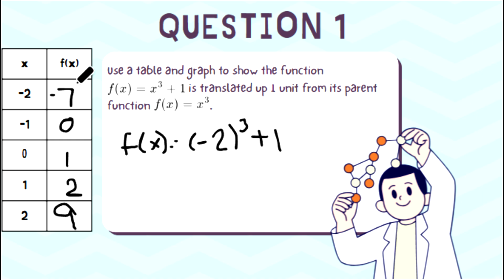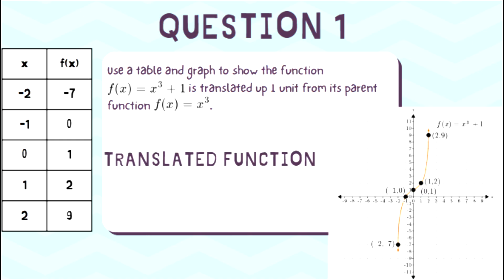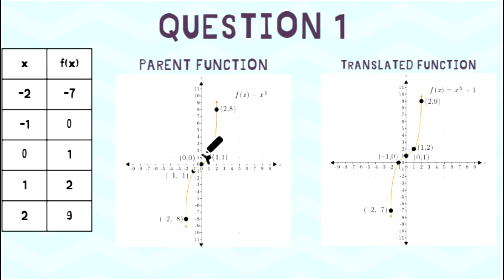Okay. So that gives us coordinate pairs, which we can then graph, which gives us this. And we can compare the two. You can see the parent function goes right through the origin, and the translated one moves up 1, which is exactly what we should see because we have plus 1.